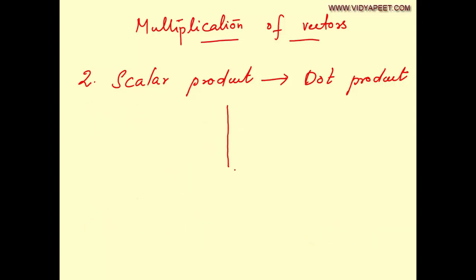Know that we have three unit vectors along x-axis, y-axis and z-axis. For the moment, the x-axis unit vector we call i. The unit vector along y-axis we call j, and the unit vector along z-axis we call k. And we know that x, y and z are perpendicular to each other. So all these angles are 90 degrees.